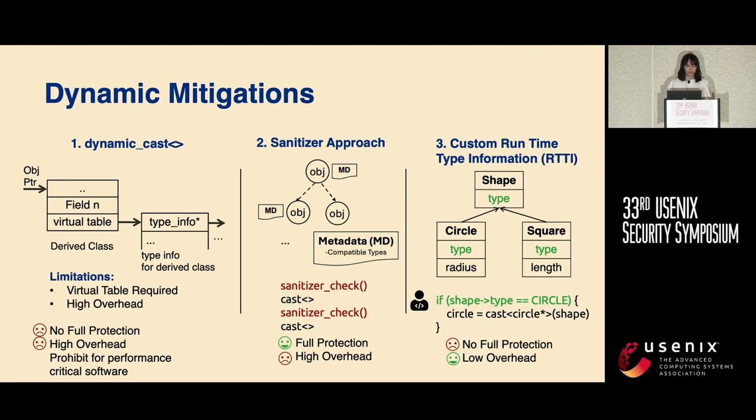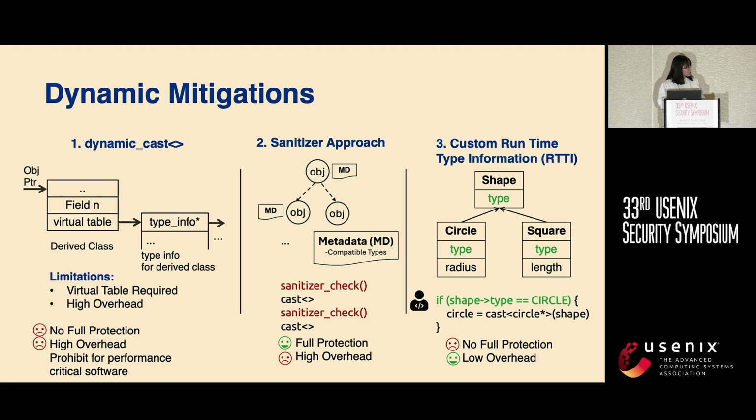There are usually three types of dynamic mitigations for this. The first is that C++ offers dynamic cast operations. In these operations, they will perform runtime information checks. The basic idea is that they will extract the type information of the derived class through the virtual function table, and then do the compatibility check.